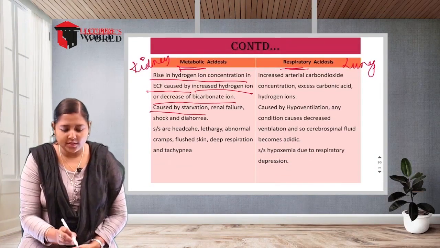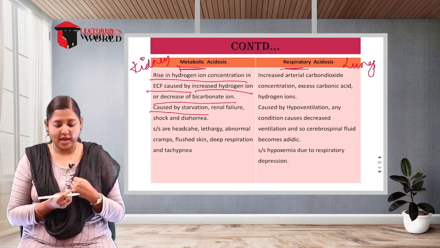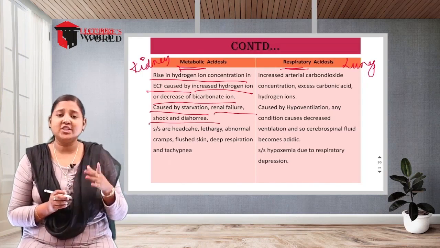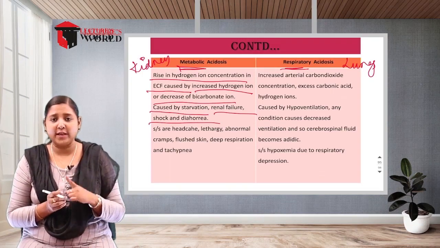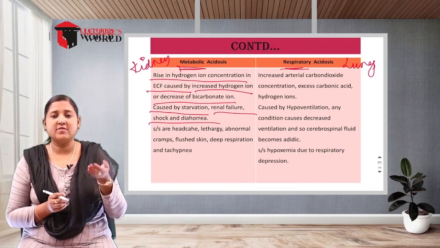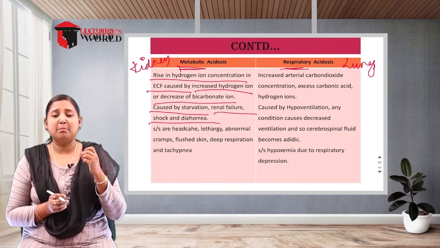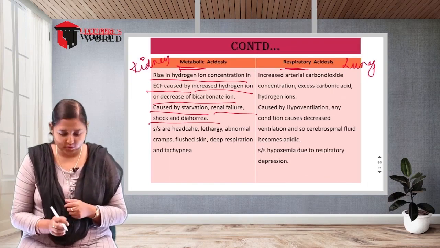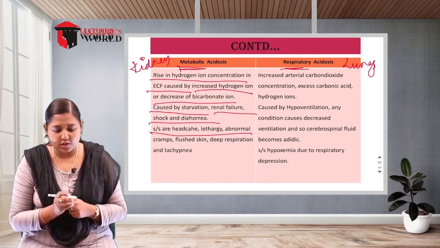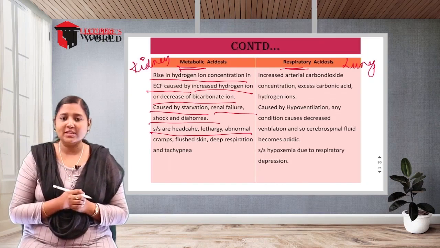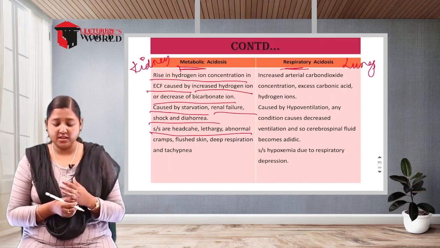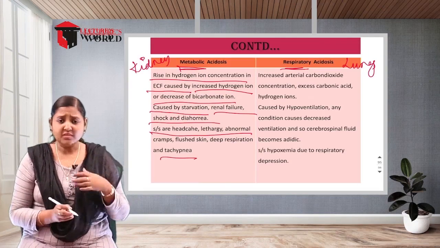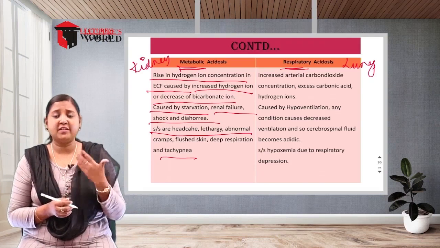So what are the causes here? If a person is having too much starvation or otherwise renal failure or shock and diarrhea, dehydration will be the most important cause, where the acid levels are increasing whereas the base is going down, and thereby the blood pH value is decreasing. Okay, and that we call metabolic acidosis. Especially this metabolic acidosis will cause headache, lethargy, abdominal cramps, flushed skin, deep respiration, and tachypnea will be severe. Tachypnea means the respiratory rate will be increased.